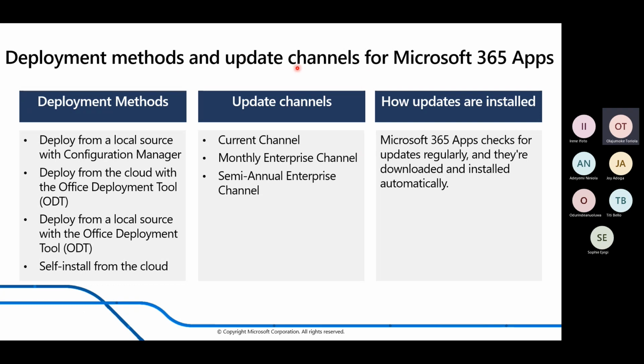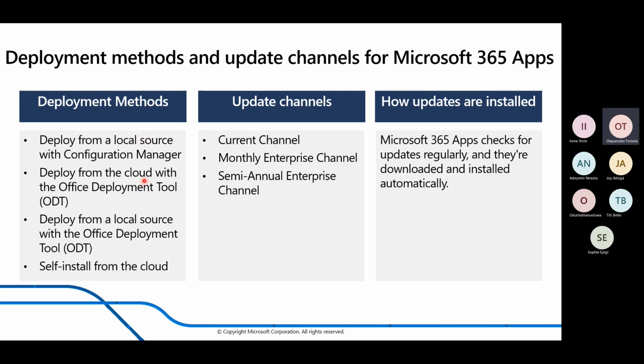So deployment method and update channels for Microsoft 365 apps. All applications, whether it is Office, Word, Teams in Microsoft 365 today, they all have deployments and update channels. For deployment model, you can deploy from a local source with Configuration Manager. Remember that I said Configuration Manager is what you use on premise. It can help you deploy operating systems, updates, and applications. You can even do what are called baseline configurations to say that these are the acceptable applications that should run in my environment. You use Configuration Manager to do it.